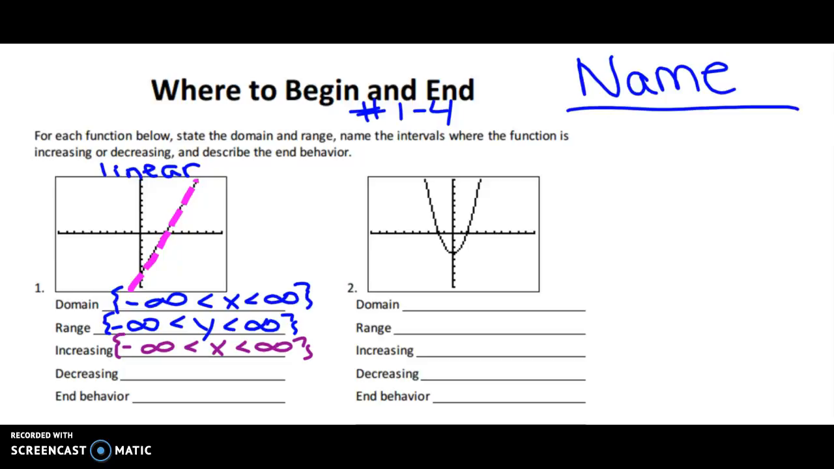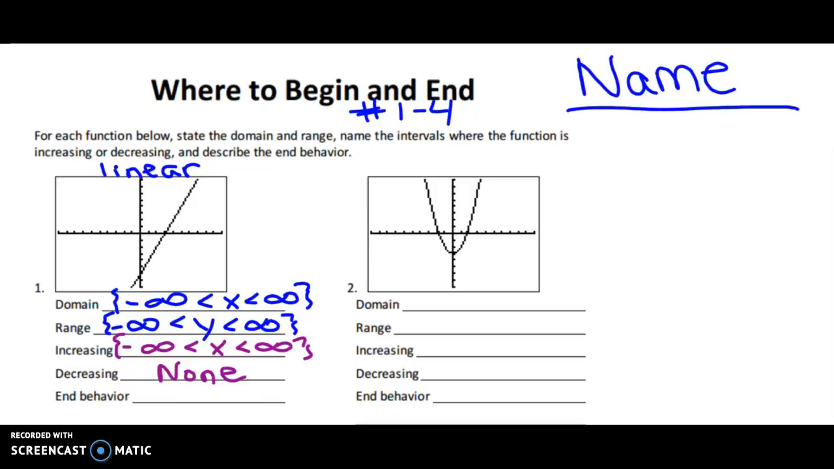Now, is it ever decreasing at all? Does the graph ever go down? Well, we have to assume it's going to go in the same direction that we see on the screen. So since it's not changing direction, we're going to say none. Okay, there are no decreasing intervals, so none or not applicable or anything like that.